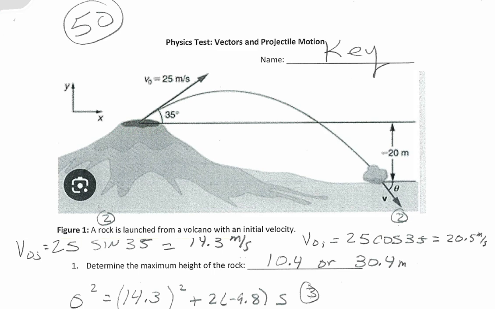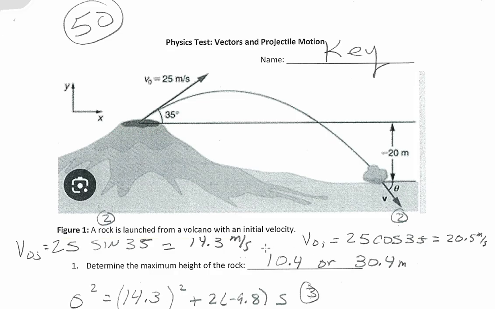This is just a video recording of our answer key for the last test in mechanics on projectile motion. So let's get started. You've got a rock that is launched from a volcano with an initial velocity at an angle of 35 degrees. So we need our initial velocity in the j direction, which uses sine, and the initial velocity in the i direction, which uses cosine.